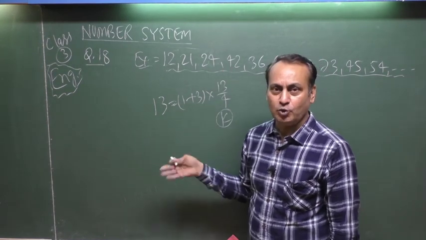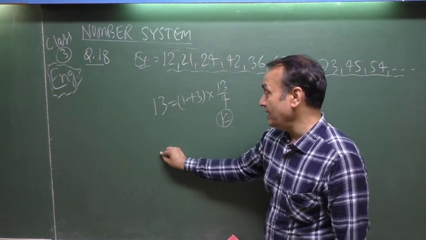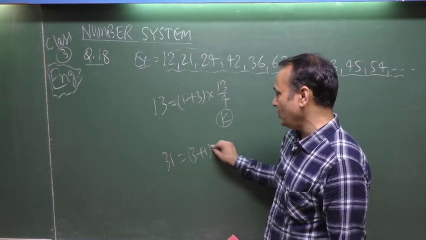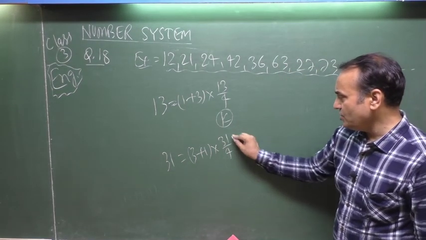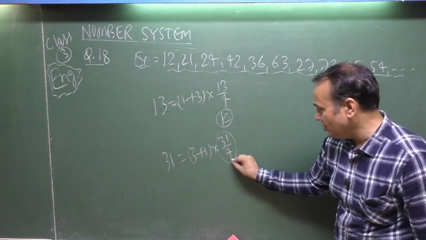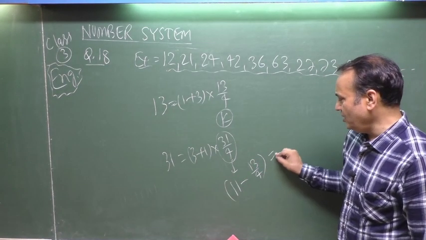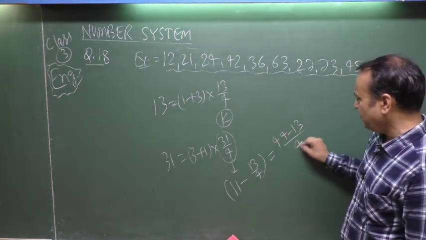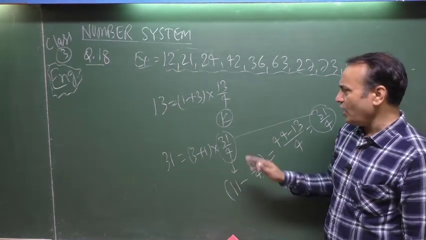If you take any 2-digit number, sometimes the calculation may be very tough. See here. After interchanging, this will be 31, and 31 is 31 by 4 times the sum of digits. Okay. Now this is 11 minus k, with k as 13 by 4. See here, it will be perfectly suitable. 11 minus 13 by 4 gives 31 by 4. Here it comes. That means you solve here again.